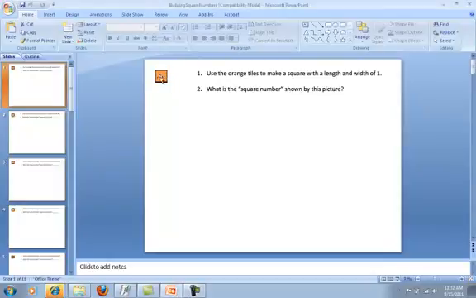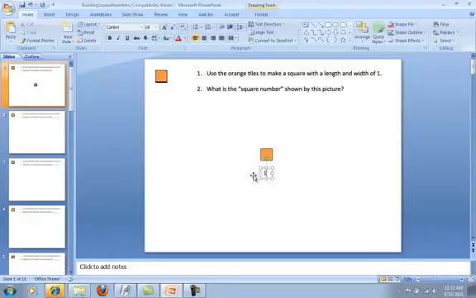Okay, well, I'm going to take one of these tiles and I'm going to put it right here. I'm going to label my length and width. I see a length of 1. I'm going to use my text tool to put a width of 1. So it's 1 by 1. What is the square number shown by this picture?